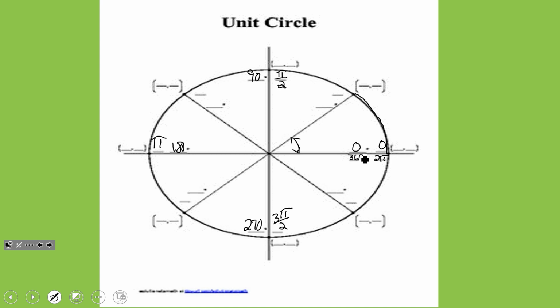And then we talked about the points. If this were like a coordinate plane, this would be 0, 0. So over here would be 1, 0. Up top would be 0, 1. To the left would be negative 1, 0. And going down would be 0, negative 1. Any questions on what we did the other day? That's as far as we got the other day.